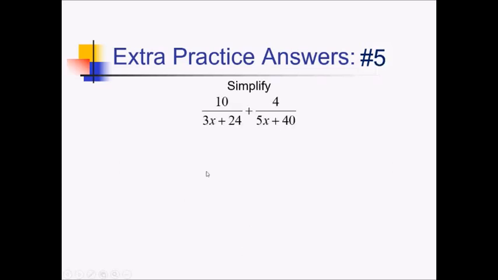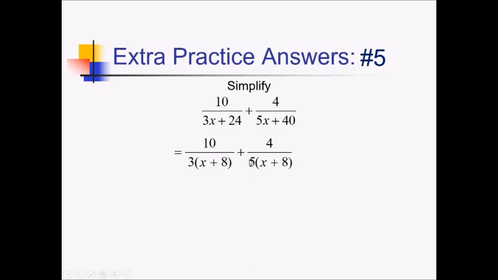To simplify this rational expression and add these, I need to get a common denominator. Let me first factor my denominators, and I can use those factors to put together an LCD and turn those both into that. So for the first denominator, I can take out a 3. That leaves me with an x plus 8. For the next one, it looks like I can take out a 5. That leaves me with an x and a plus 8 as well.